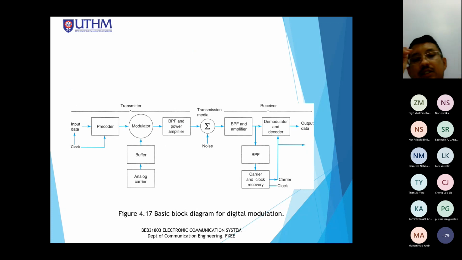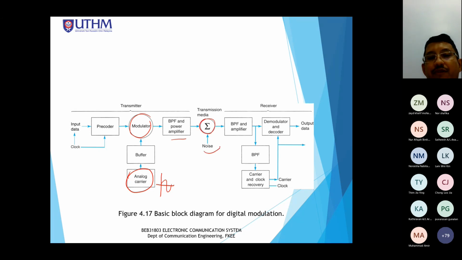So this is the basic block diagram for the digital modulation techniques, which consists of the transmitter on the left side and also the receiver on the right side. So you have the input data, we have the precoder to encode the signal, and then we do the modulation in the modulator with the analog carrier. We do the modulation, and then it's going to produce the upper sideband and also the lower sideband. We use a band pass filter, and then we amplify the signal. And then it transmits through the medium. The medium consists of noise.